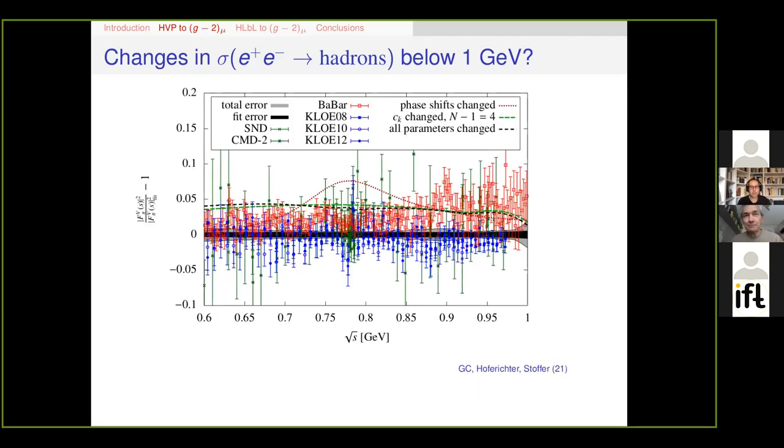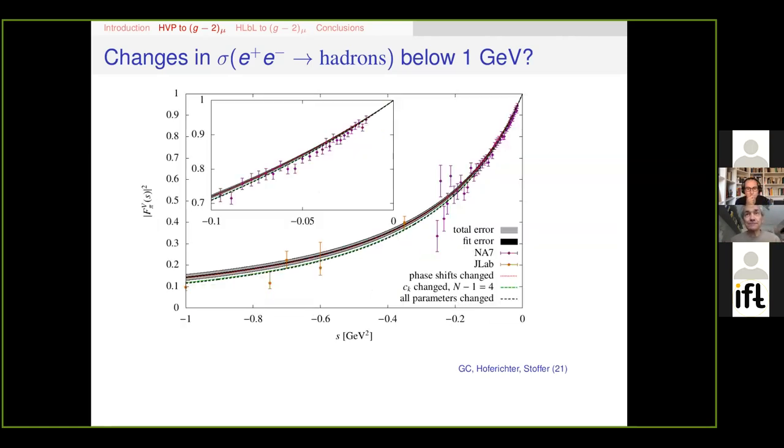And here is a plot showing the shift in the whole region after normalizing by the central value, so that the big peak of the rho doesn't hide, let's say, the size of the uncertainties. And here is the space-like region, because here is where the lattice also can do the calculation, and here there are this NA7 data, but also, as I said, lattice results.